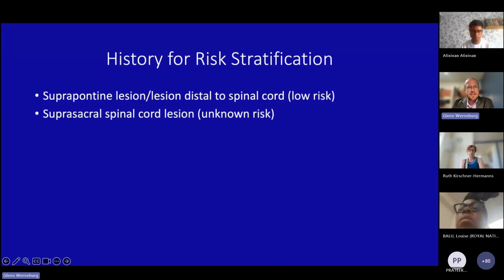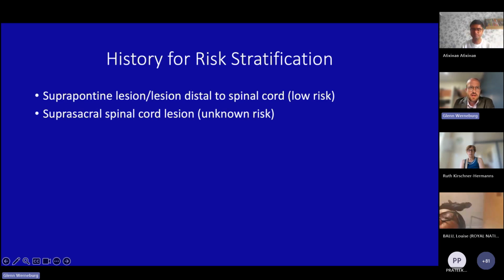So again, the history is important. It's important to understand the overall clinical picture, and it's important for the risk stratification. So is there a suprapontine lesion, or is there a lesion distal to the cord that would put them at low risk, or is it something that would put them at unknown risk?